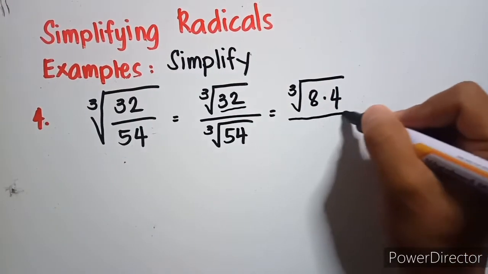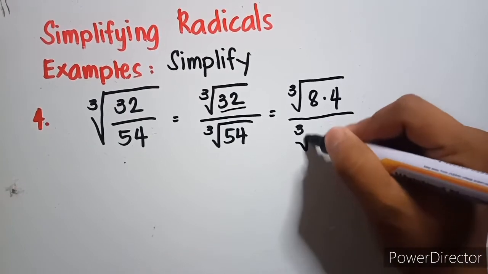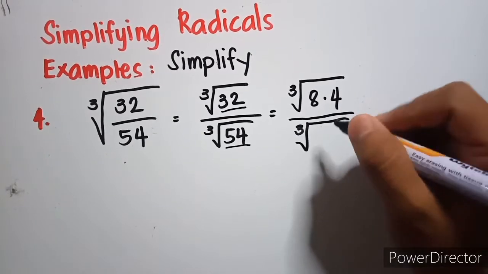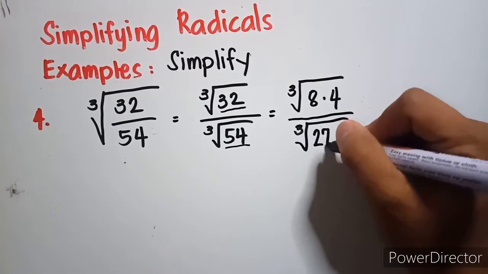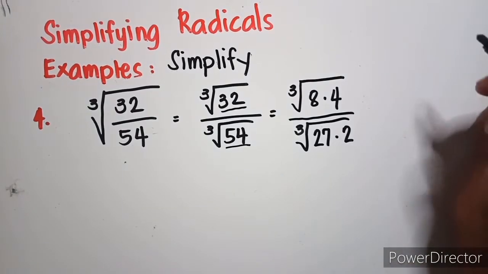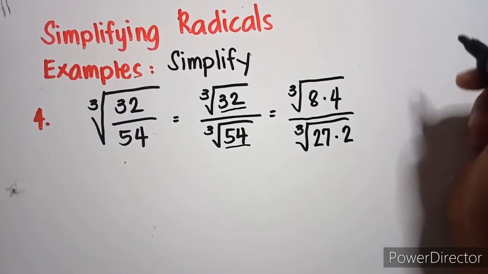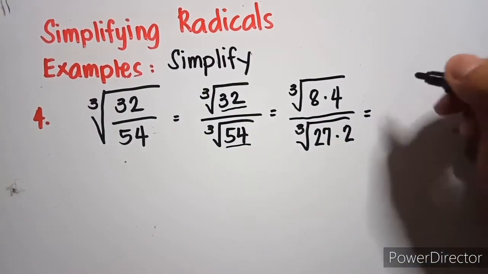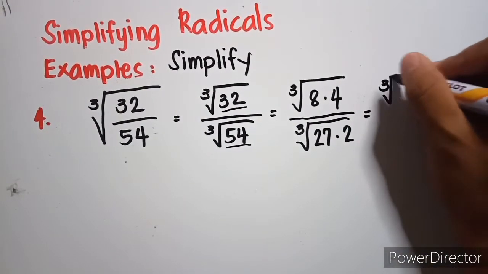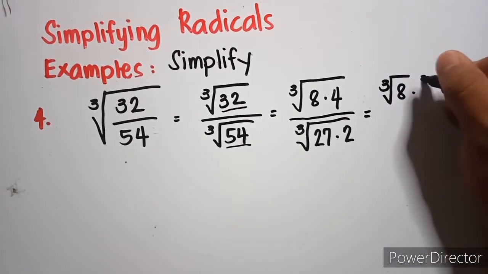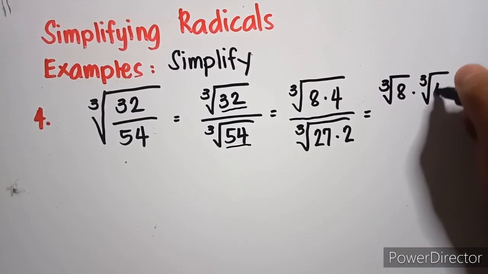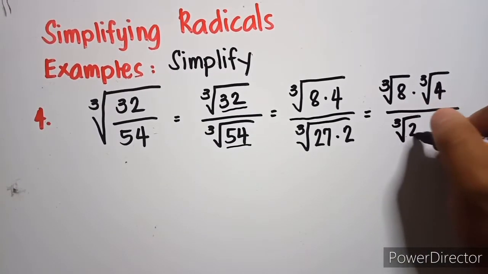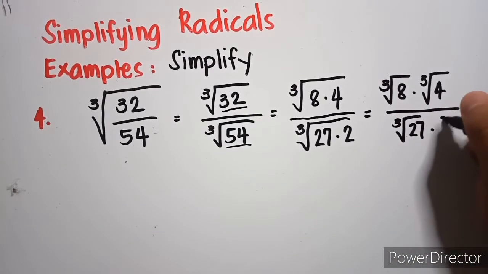Then, over cube root of, nahanap tayo ng factors ng 54 na may perfect cube number. So that is 27 times 2. Okay, so finactor out muna natin. Then after factoring out, pwede na natin siyang applying the laws of radical. So cube root of 8 times cube root of 4 over cube root of 27 times cube root of 2.